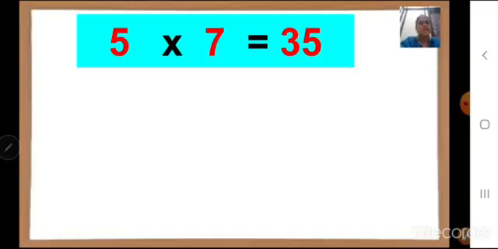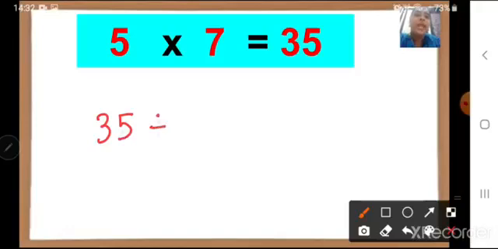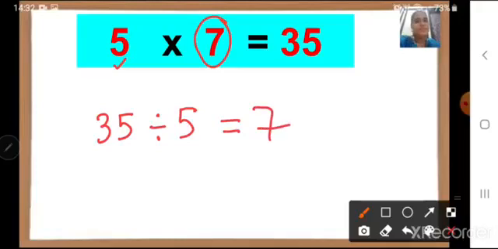Now see this example. 5 into 7 is equal to 35, right? 5 sevens is 35. If I want to find the division fact, how will I find it? First I have to write 35, and then I have to divide it with one of the factors of multiplication. So let me first take number 5. I have taken 5 here, is equal to, so what will be my answer? It will be the other factor, which is number 7.